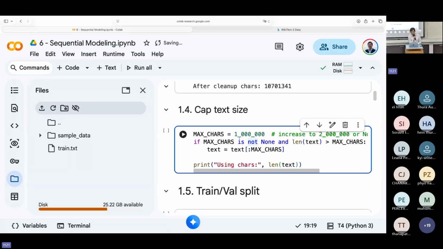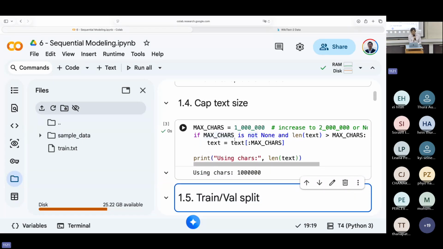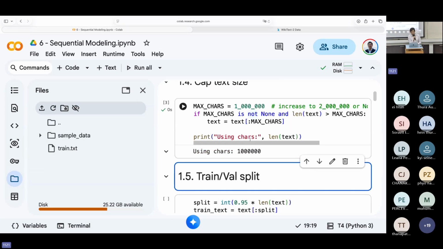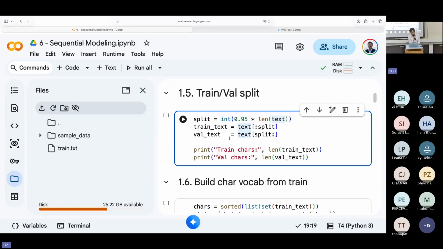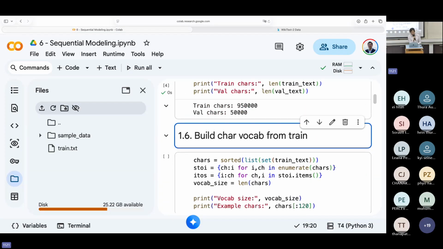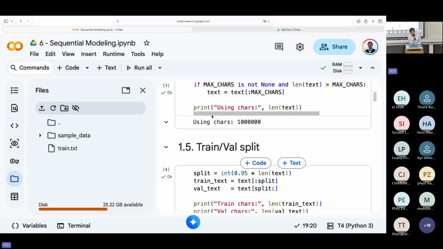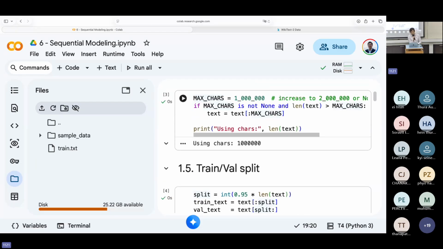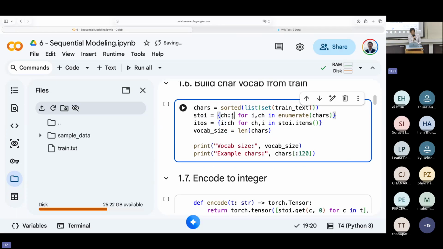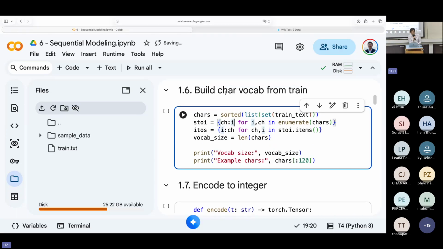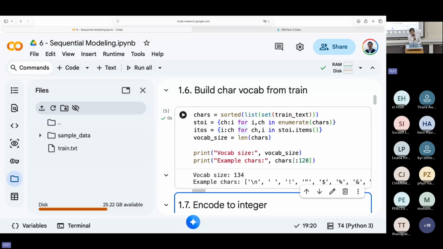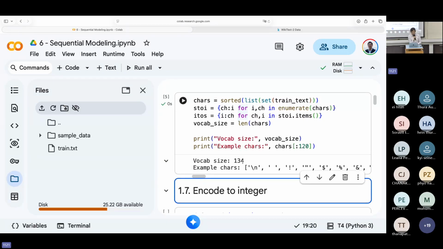And here you can set up the max character, whatever max character you want. You can increase the max character. That means that much text will be captured to be used to train. Then split off 10 percent as test at the end. But you can increase it as well to use the whole corpus. This is just a demonstration, so I will not use the whole thing. Then build the character vocab from that. For now, we have 134 characters because we are doing it at character level.